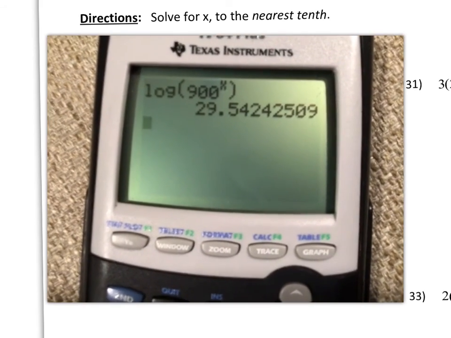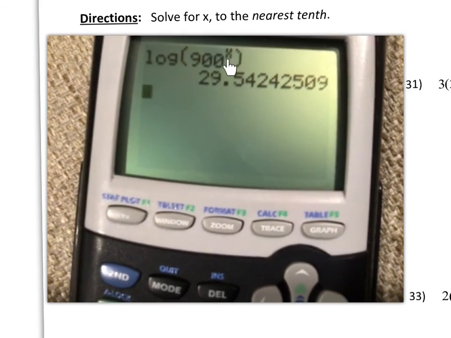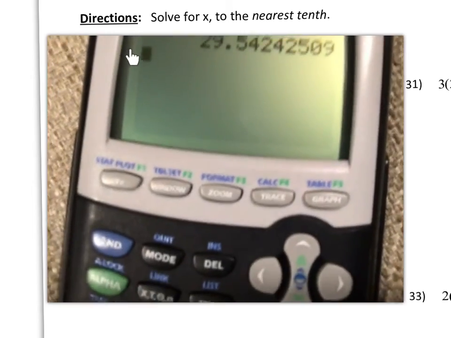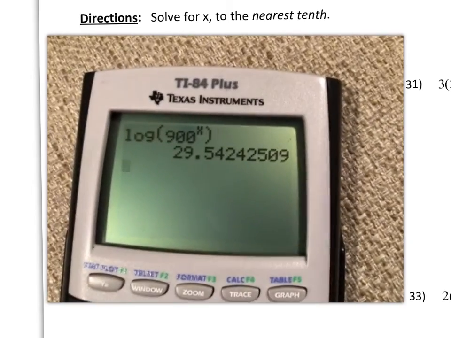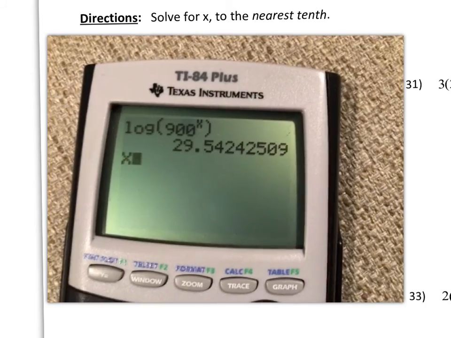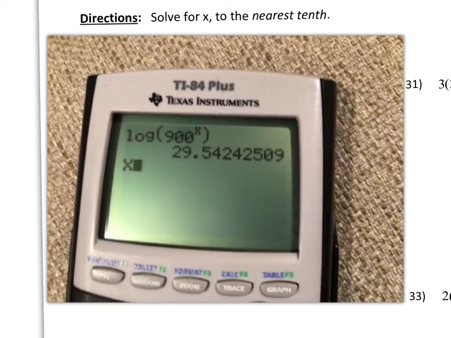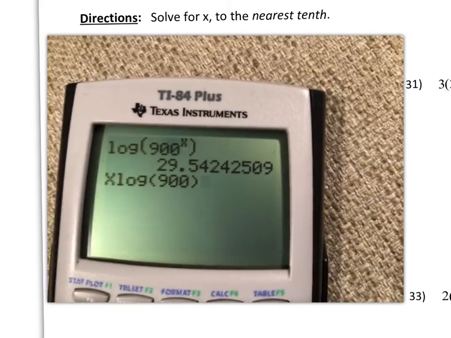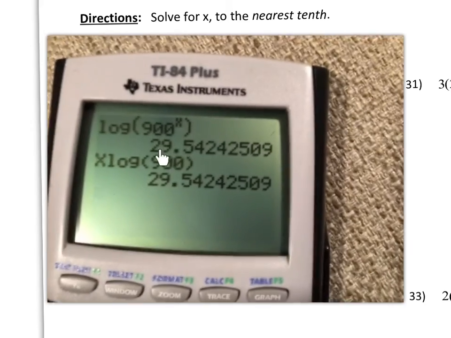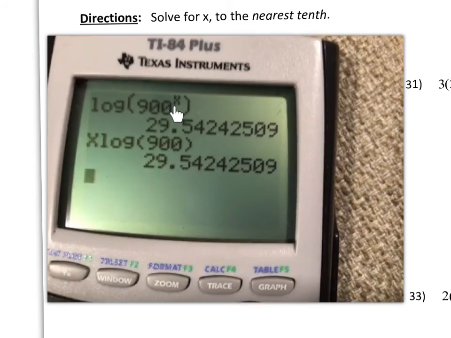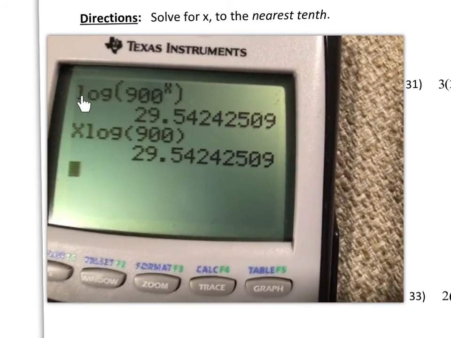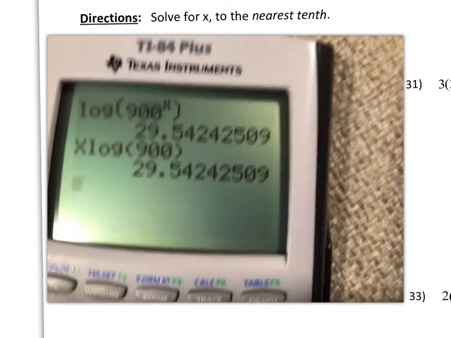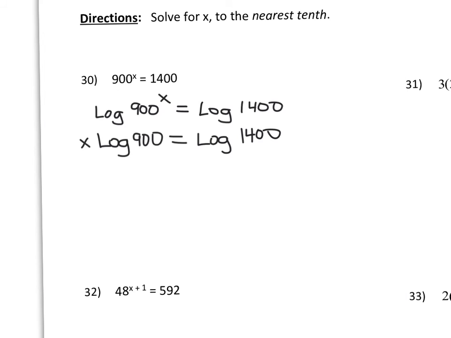Now, I said if I were to take this x and move it to the front of the word log, it should be equivalent. Well, let's do that. Let's type in log, x times log of 900. And if you want to close the parentheses, you can. And check that out. They're equal to each other. So basically, if you take an exponent and move it to the front of the word log, you get two equivalent expressions. Okay, so let me go back to the problem.